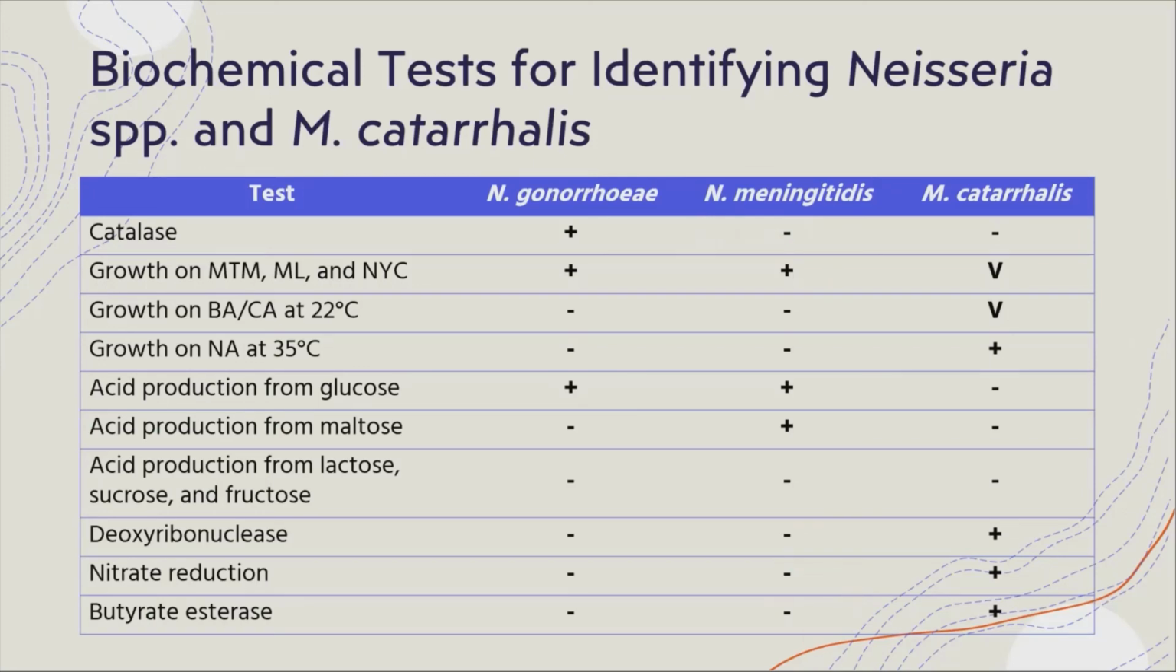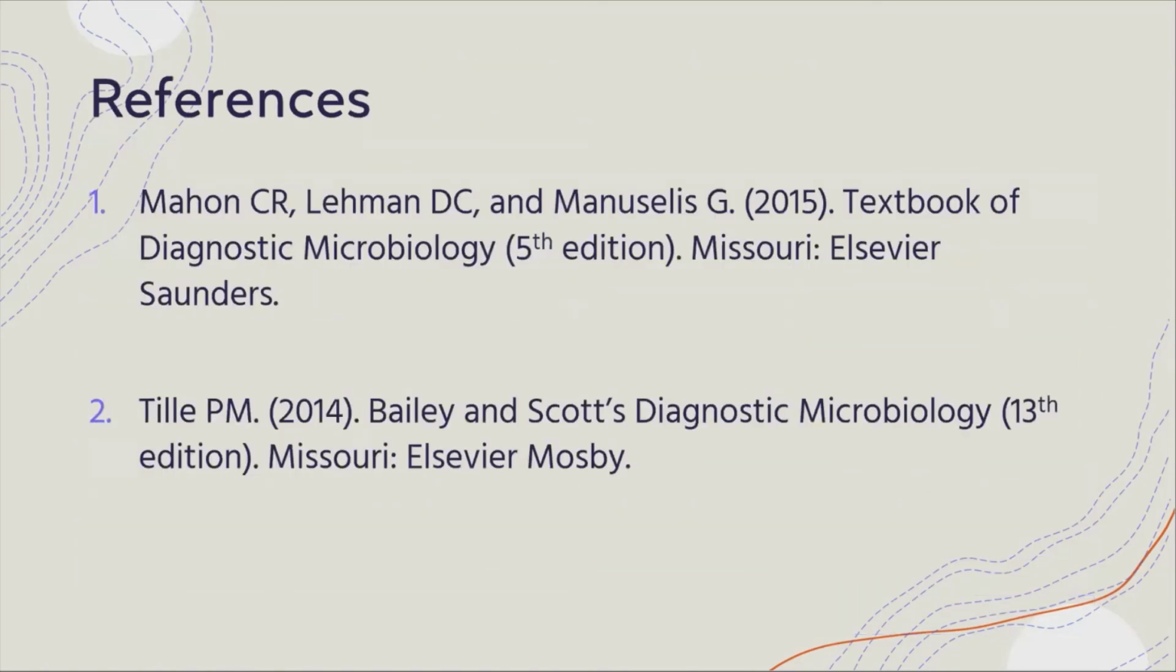Deoxyribonuclease test and your butyrate esterase test, they are definitive test for Moraxella catarrhalis as well as your nitrate reduction. Ayan. So, siya lang yung magpa-positive while your pathogenic Neisseria, they will test negative for this. So these are the different biochemical tests for the identification of Neisseria species and Moraxella catarrhalis. So that ends my lecture on gram-negative cocci. These are my references. Thank you very much for listening.